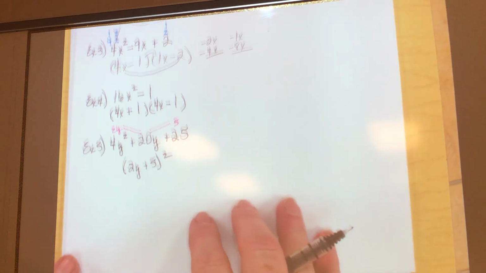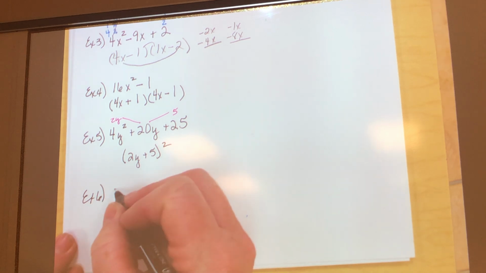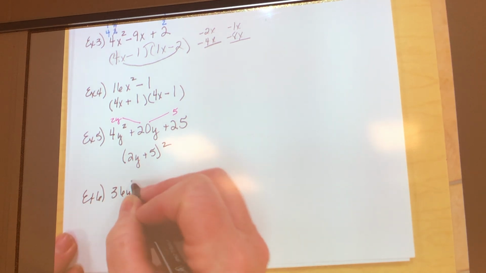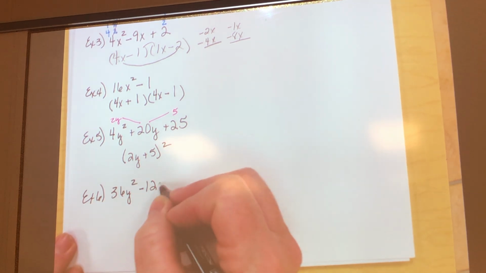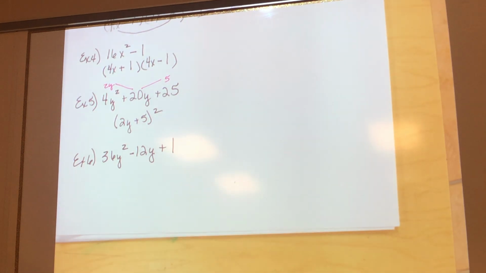All right? Here you go. Next to the last one. Example 6. 36y squared minus 12y plus 1. Go.